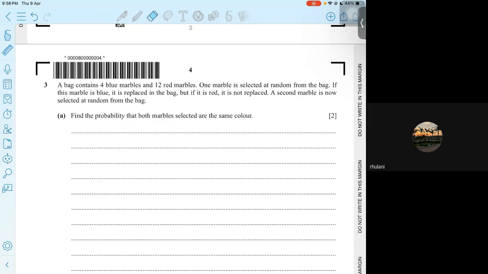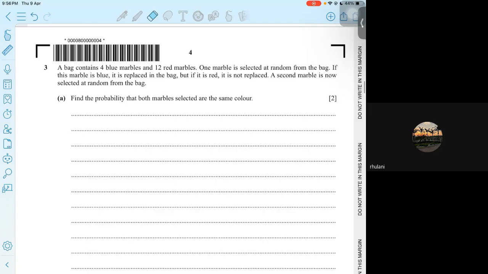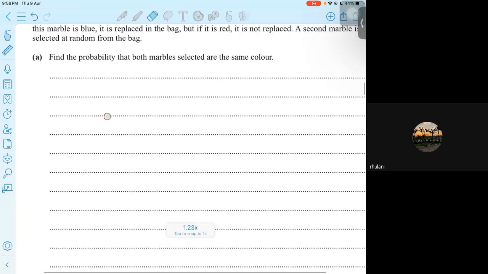Okay, so I think we can start solving then. The question basically tells us that there are blue marbles and red marbles. If we have a blue marble, it is replaced and kept back in the bag. If it is a red marble, however, it is not replaced. Though we don't necessarily have to draw a tree diagram, let's still draw one just so it helps us.